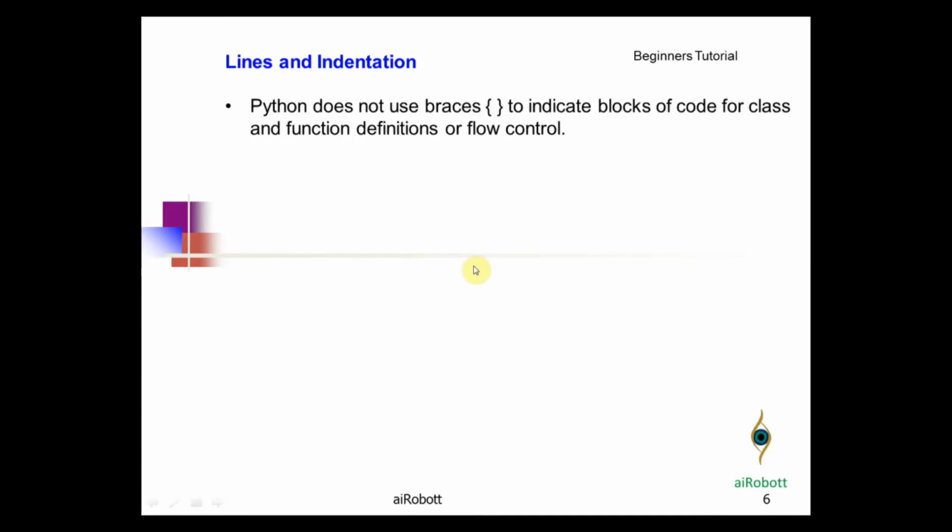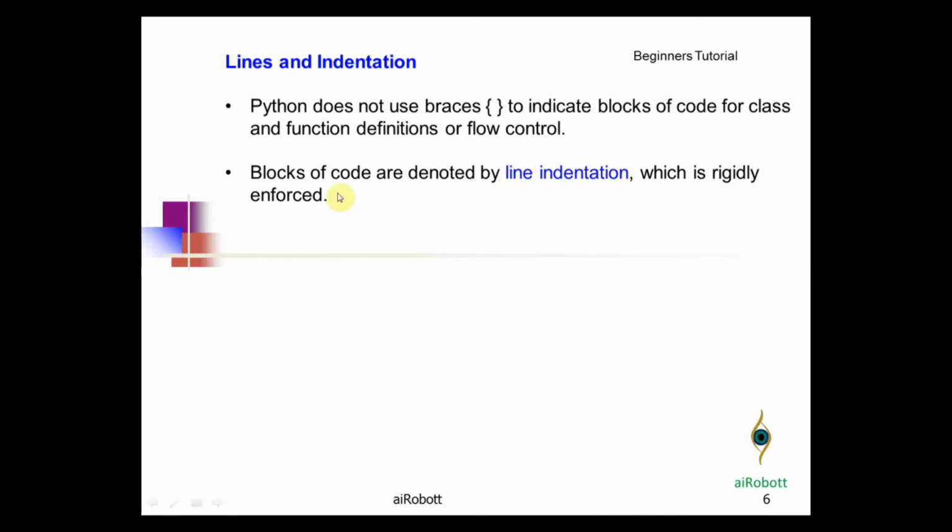In C, C++, Oracle, Java, and some other languages, blocks of code are indicated with braces, so curly braces, square brackets, parentheses, just like that. But in Python, we do not use these braces. Blocks of code are denoted by line indentation, which is rigidly enforced.